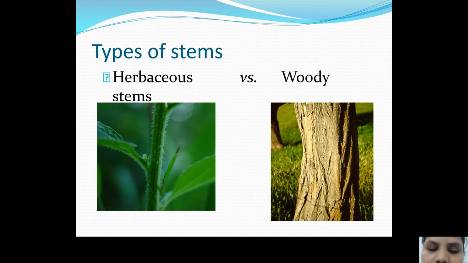Now, here you could see two different types of stems. You can observe the one on the left side has a very thin stem compared to the one on the right side. Do you observe any difference? Exactly. The right side picture has a bigger diameter compared to the left one. So the thinner one is the herbaceous stem, and the one that is the tree is a woody one.